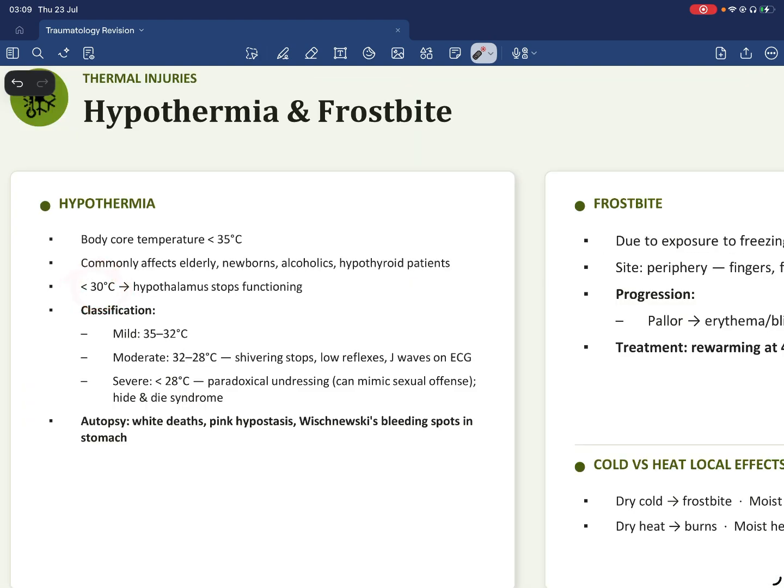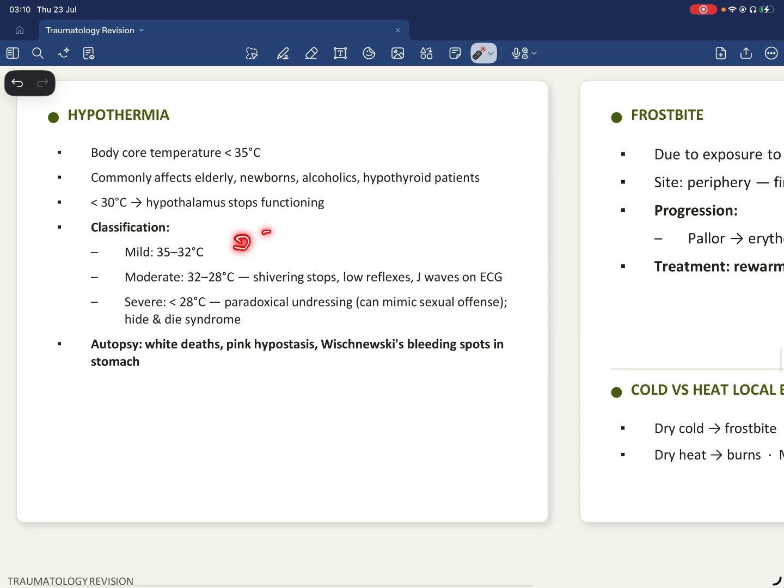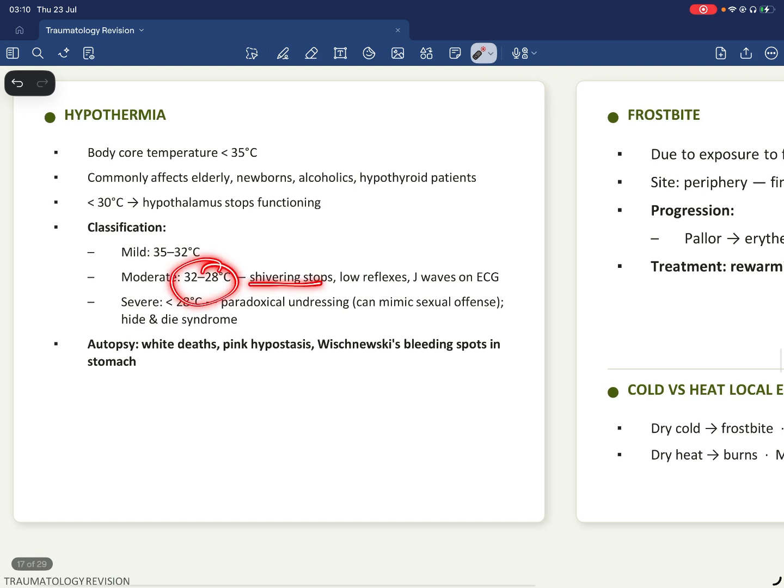When the body temperature falls below 30 degrees Celsius, the hypothalamus stops functioning. Mild hypothermia is seen from 35 to 32 degrees Celsius. 32 to 28 degrees Celsius is moderate hypothermia, and severe is less than 28 degrees. Here, at moderate hypothermia, shivering stops, J waves are seen on the ECG, and there are low reflexes.